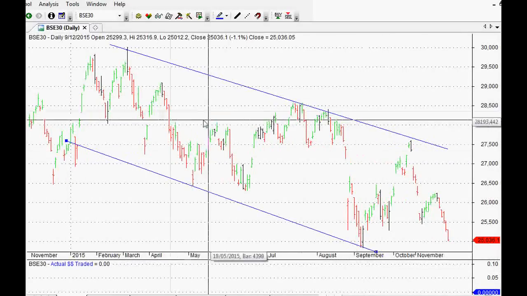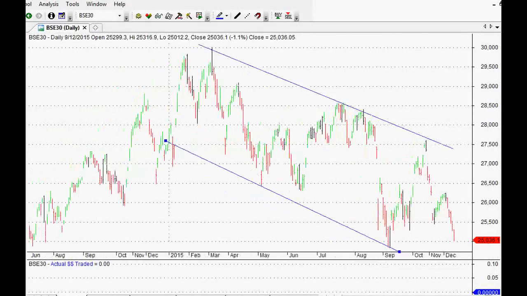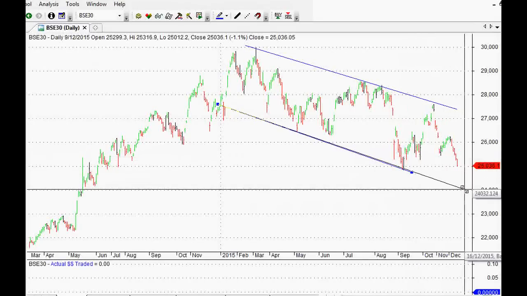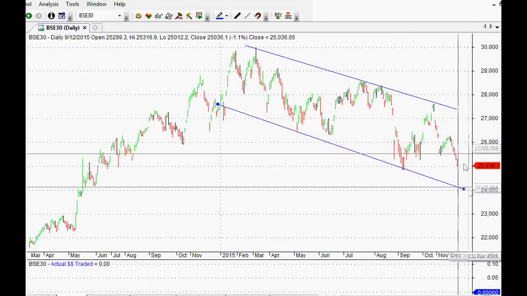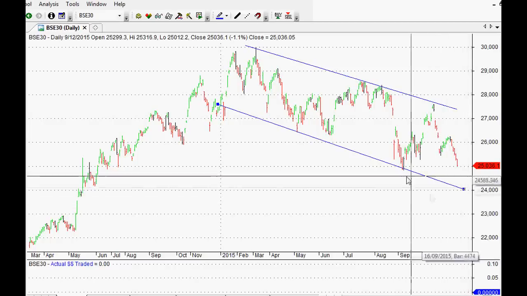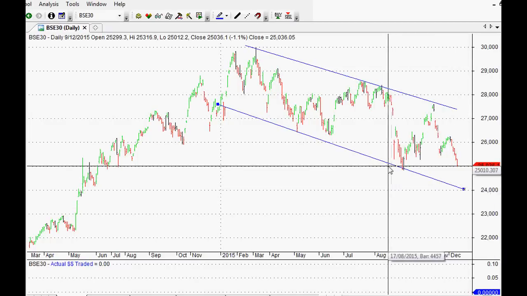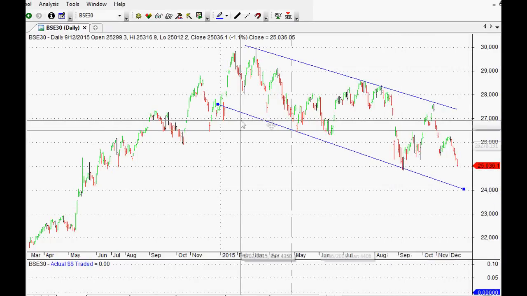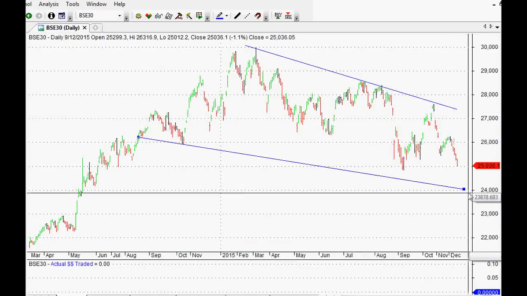So what we're looking at now is a bit of a channel type scenario, and in other words, if we extend the bottom part of that channel, then the support for the BSE 30 is about 24,000. And again, if that level breaks, then it's not a good thing. That's your next level of support.